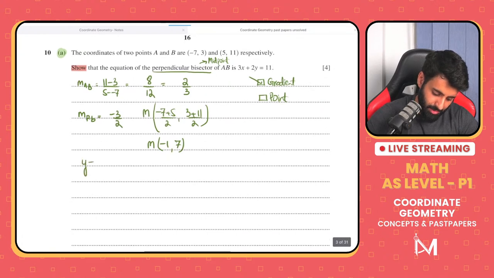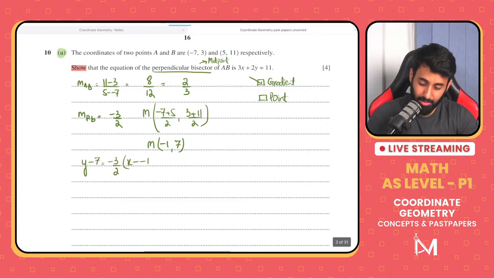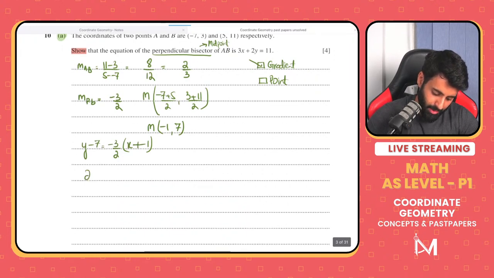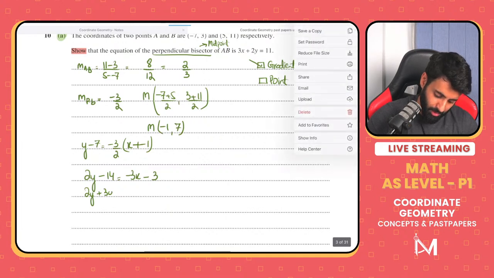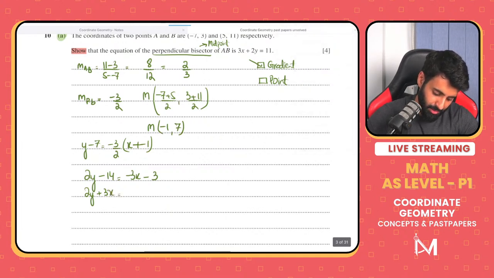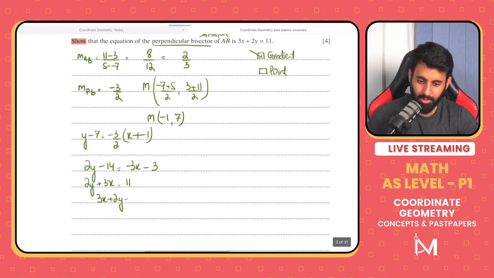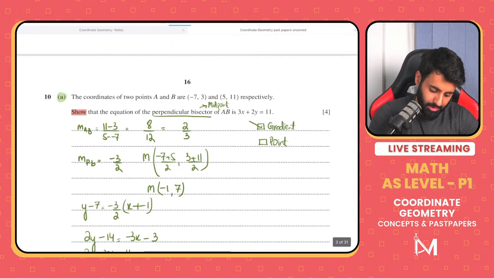So y minus 7 is equal to minus 3 upon 2 into x minus minus 1, which will eventually become plus 1. So let's turn it into plus 1. So we have 2y minus 14 is equal to minus 3x minus 3. Okay, so let's write this nicely. 2y plus 3x, the way the question wants us to, 2y plus 3x is equal to minus 3 plus 14, which is 11. And let's rearrange it. So 3x plus 2y equals 11. And there you go. So the main concept that was tested over here was perpendicular bisector.